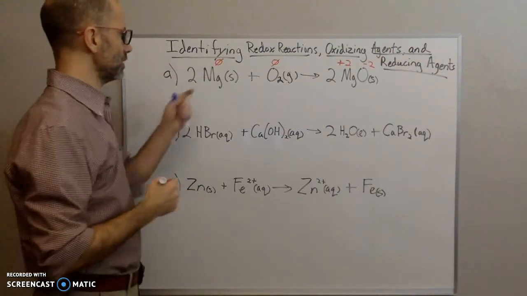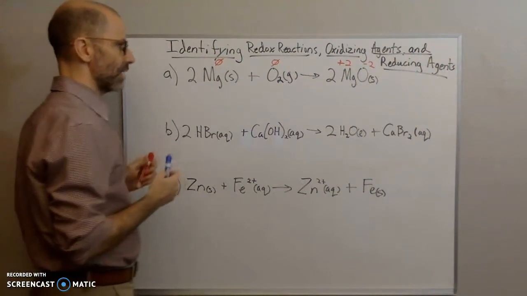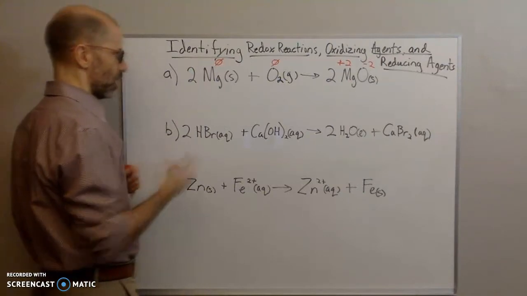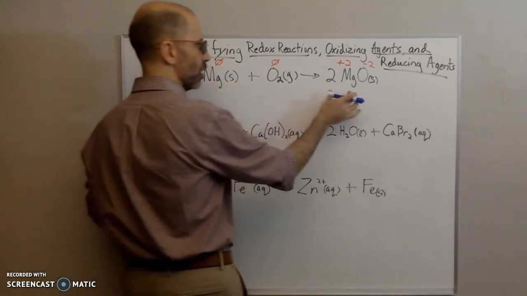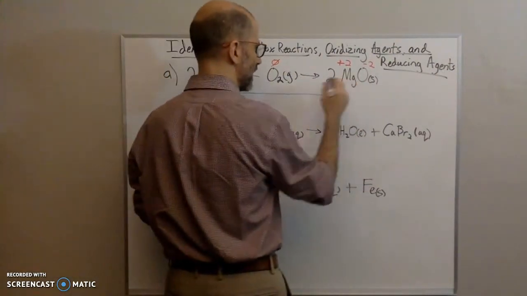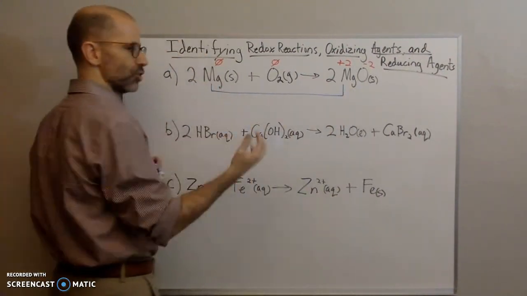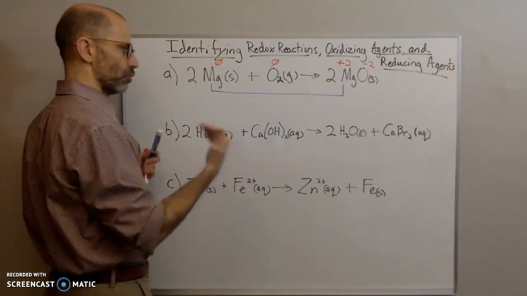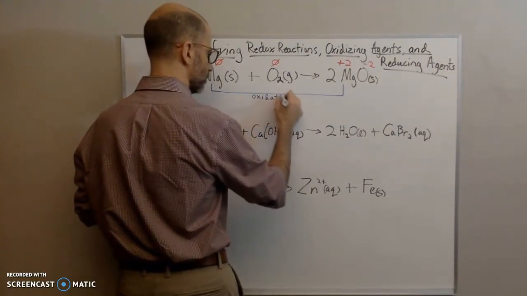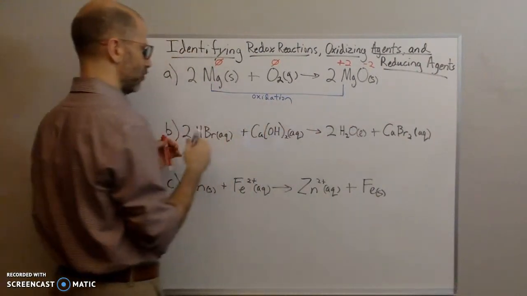Now looking at this, I look at the oxidation states, and I can determine where the oxidation is occurring and where the reduction is occurring. The magnesium goes from 0 to +2. To go from 0 to +2 is an increase in your oxidation state. To increase positively means you're losing negative electrons. If you're losing electrons, that is oxidation. So oxidation is occurring with the magnesium.